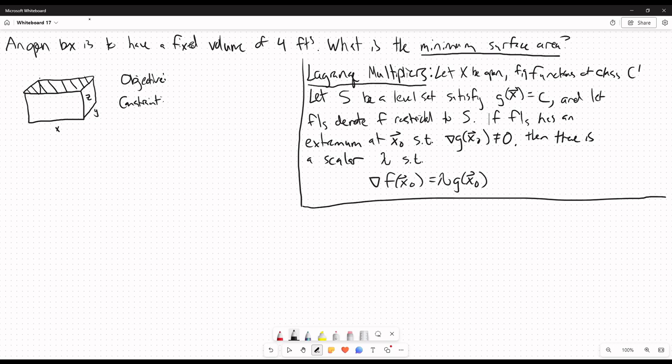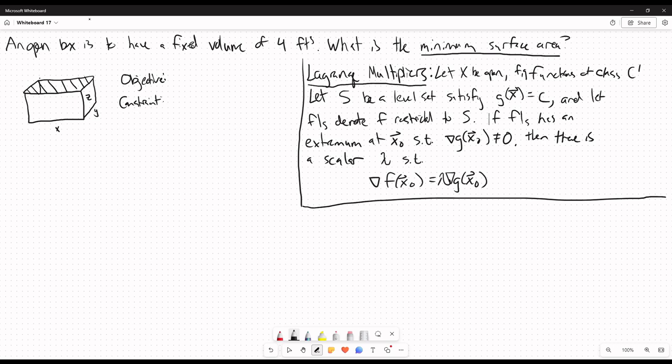If f restricted to the level set has an extremum at x0 such that the gradient of g at x0 isn't 0, then there is a scalar lambda such that the gradient of f of x equals lambda times the gradient of g of x. Sorry. Now, why on earth would that be helpful for us? Well, what that's going to do is give us a system of equations that we can solve to handle these objective functions and these optimization problems.